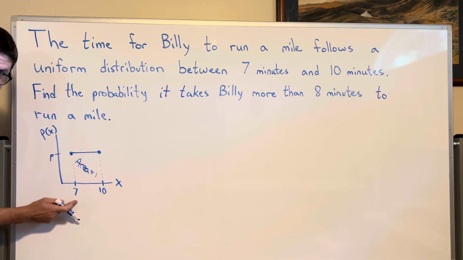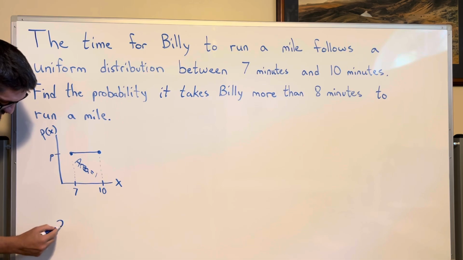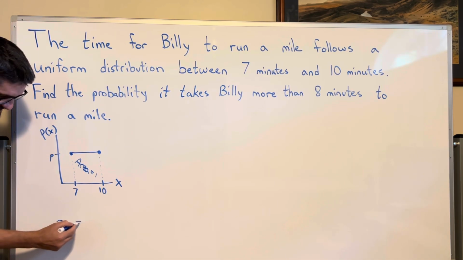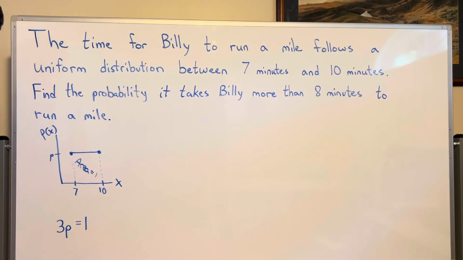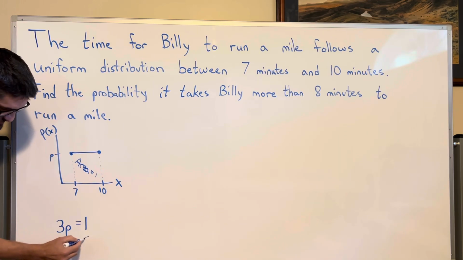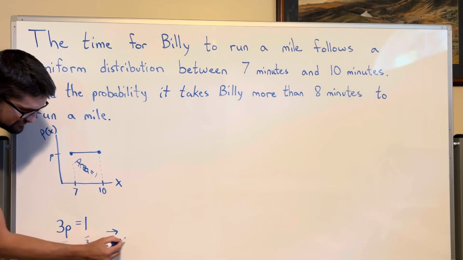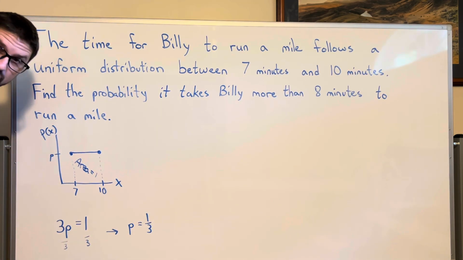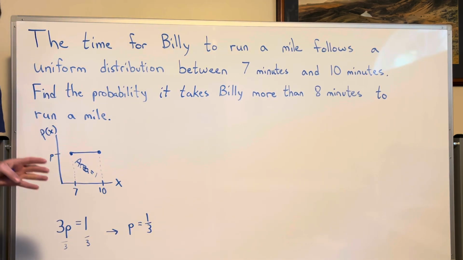So I'm going to take this distance, which is 3, multiply it by this distance, p, and that is going to equal 1, since the area is 1. And I can solve this for p easily by dividing both sides by 3. So I'm getting a p of 1/3. That's not the answer to the problem. That's just the constant p. We had to find it first.